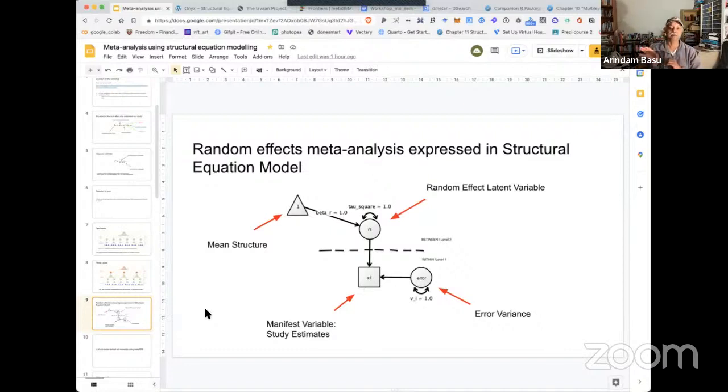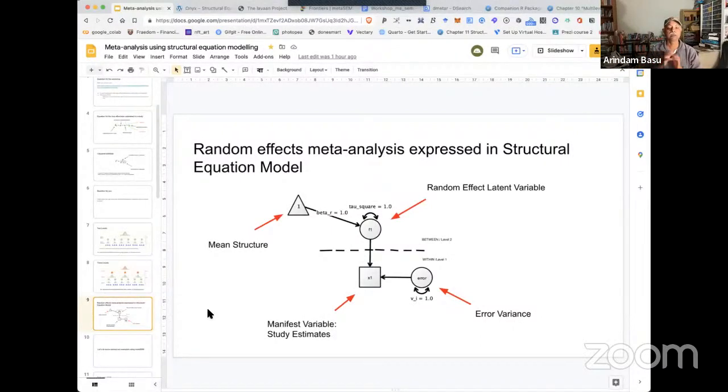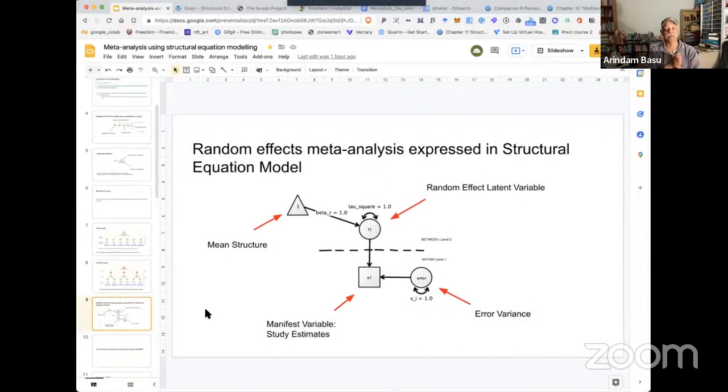We call that a random effects latent variable that will assume a value of its random effects, based on a mean structure that you get to see here, and its variance is a tau square that we will be estimating in the model. But in the within level, that is the individual study level, we know that there is a point estimate and there is a variance. So V_i is the unexplained variance that we get to see for X1. And all other variability is explained by that random effects structure here.